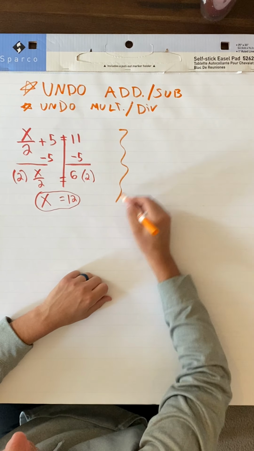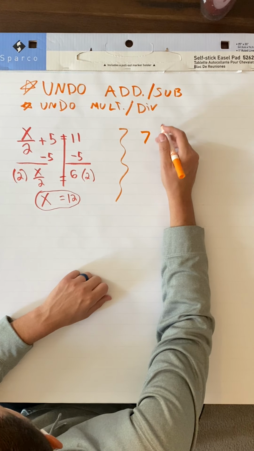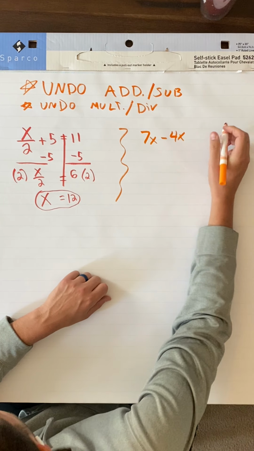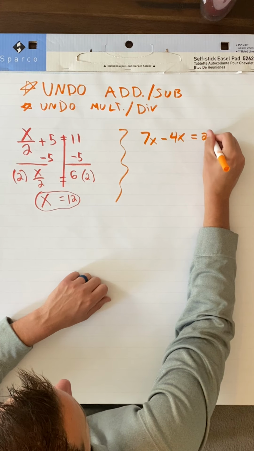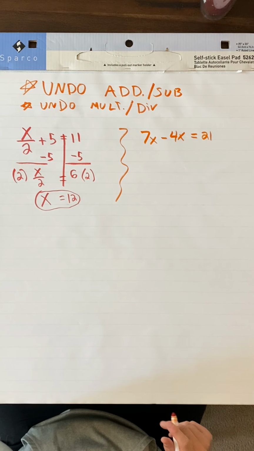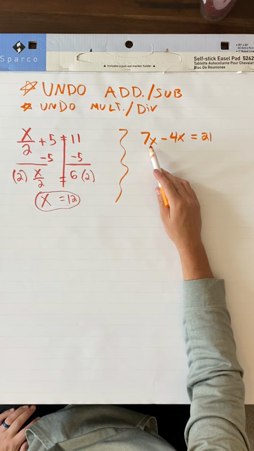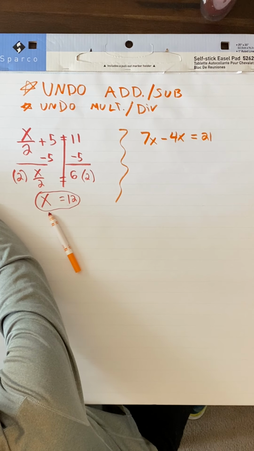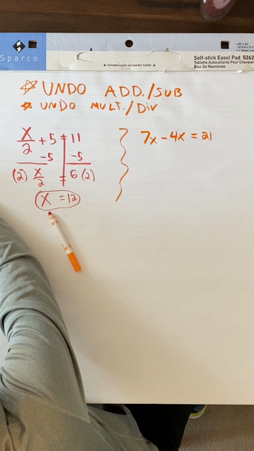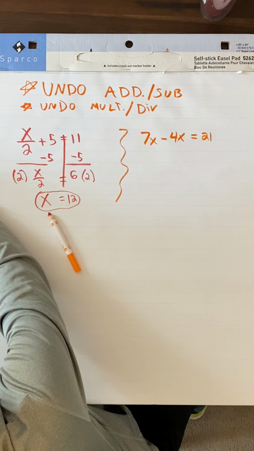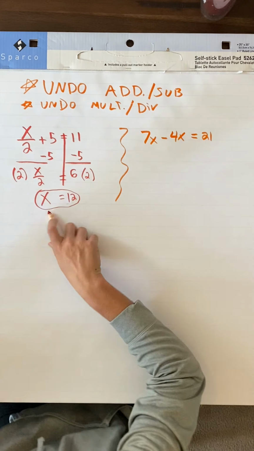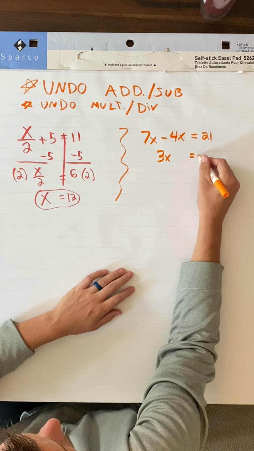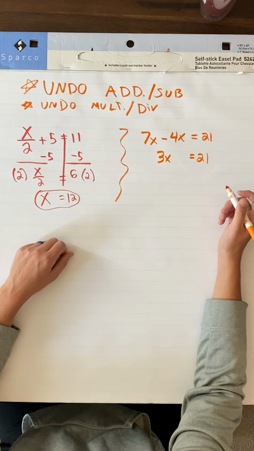Another example. 7x minus 4x equals 21. All right, so this one's a little different. It has two variable terms, both 7x and 4x. So we have to simplify like terms before we start moving things. So 7x minus 4x is 3x. So now we have 3x equals 21.